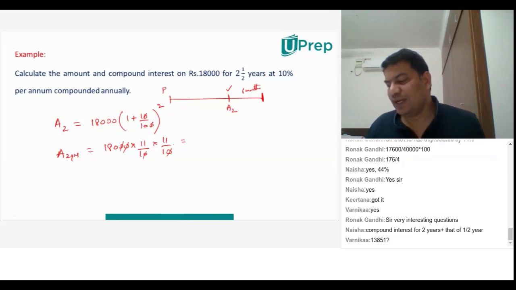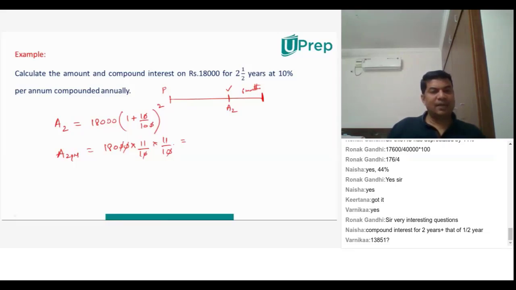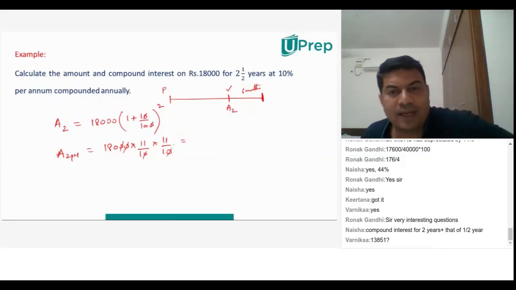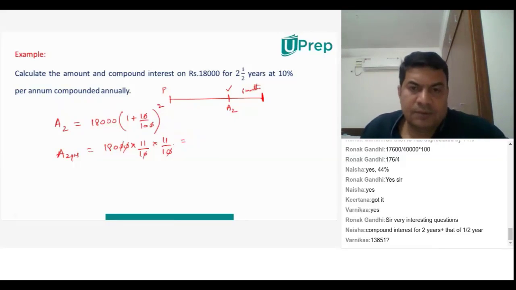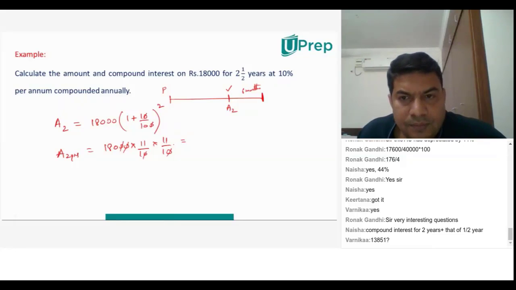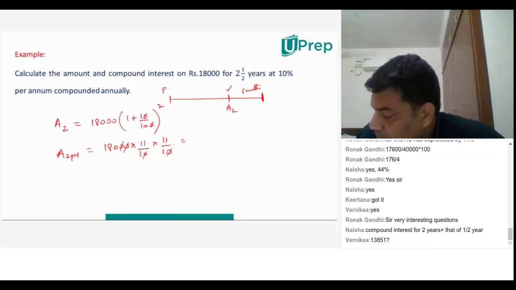You can do this math quickly. How much is that coming to? 180 into 11 into 11. Sir, it's 21,780. So 21,780 is your amount at the end of 2 years.